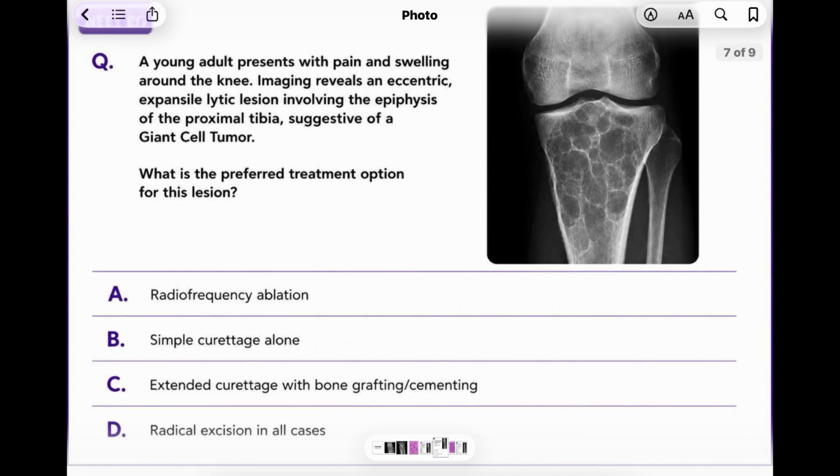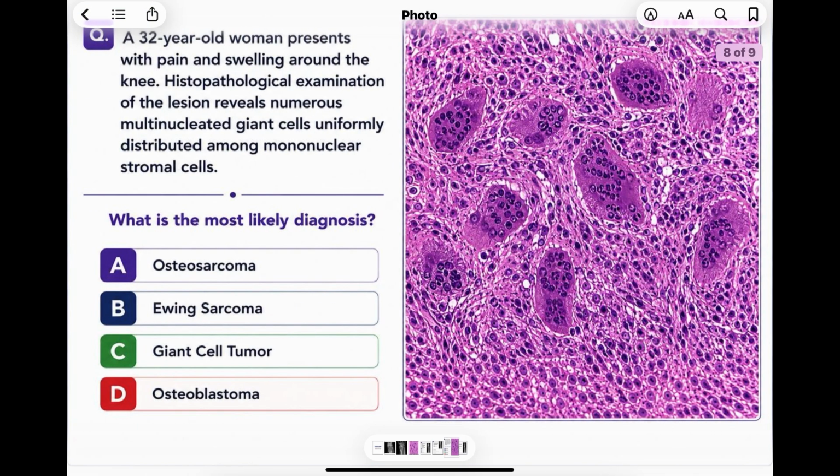They already gave you the diagnosis and they are asking you the treatment option. You already know the answer: extended curettage with bone grafting. Fine. The third question, given a biopsy. A 32-year-old woman presents with pain and swelling around the knee, and histopathological examination reveals numerous multinucleated giant cells, and they are uniformly distributed among mononuclear stromal cells. The most likely diagnosis is giant cell tumor.